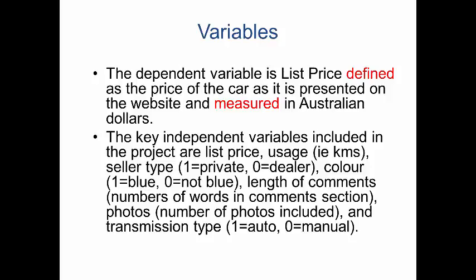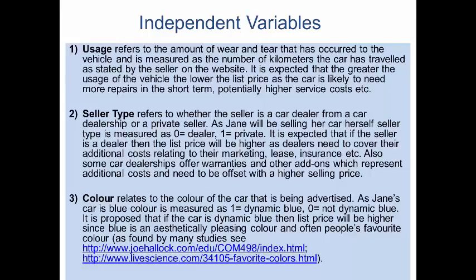The independent variables included are called usage, seller type, colour, number of comments, number of photos, and transmission type. These variables will be used to try to predict or help predict the dependent variable of list price. So I'm going to talk about these in more detail on the next slide. Okay, so the first independent variable is usage. When you're labeling variables, it's often a good idea to look at the overarching label. So what I have here is the label being usage, and I provide a definition and measure, and then the hypothesis.